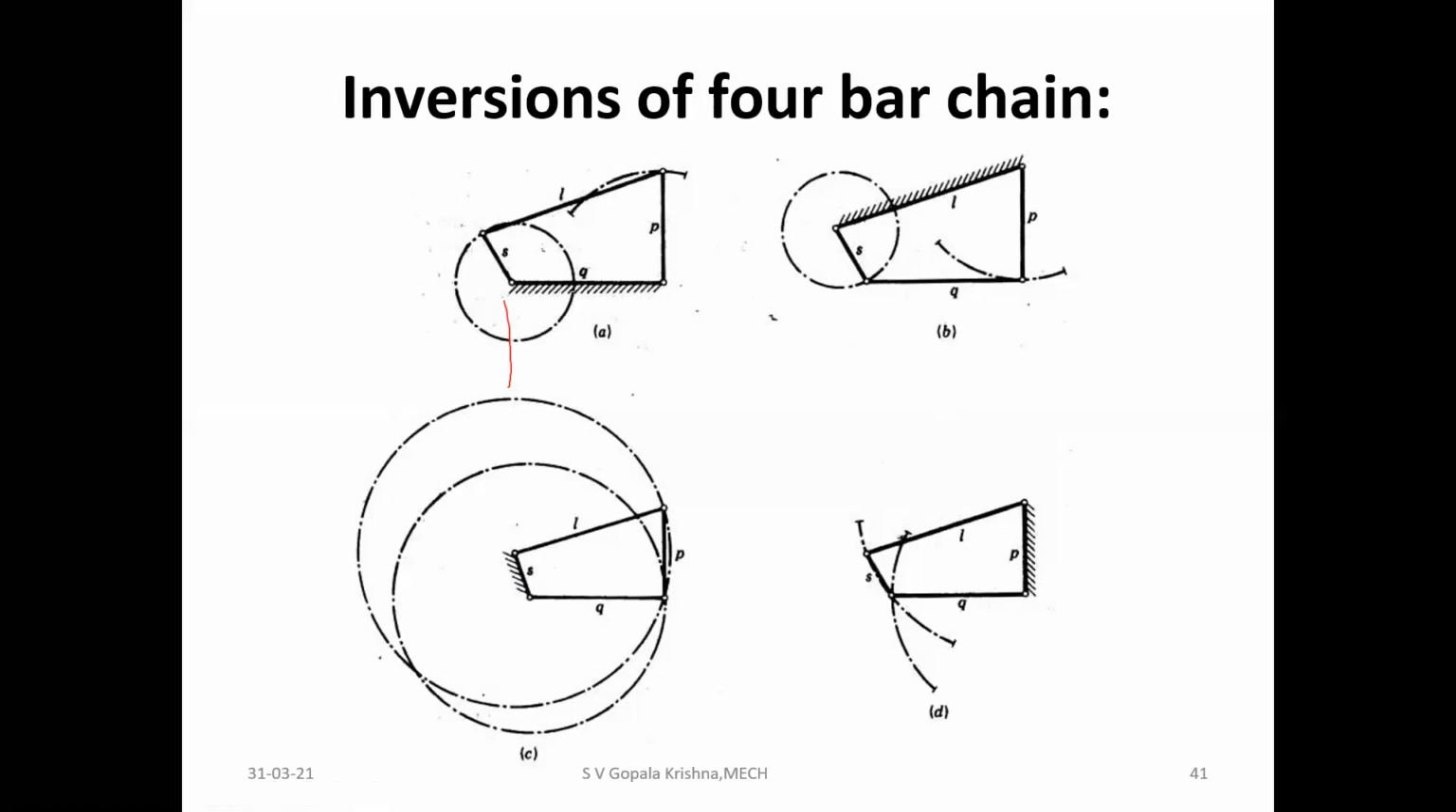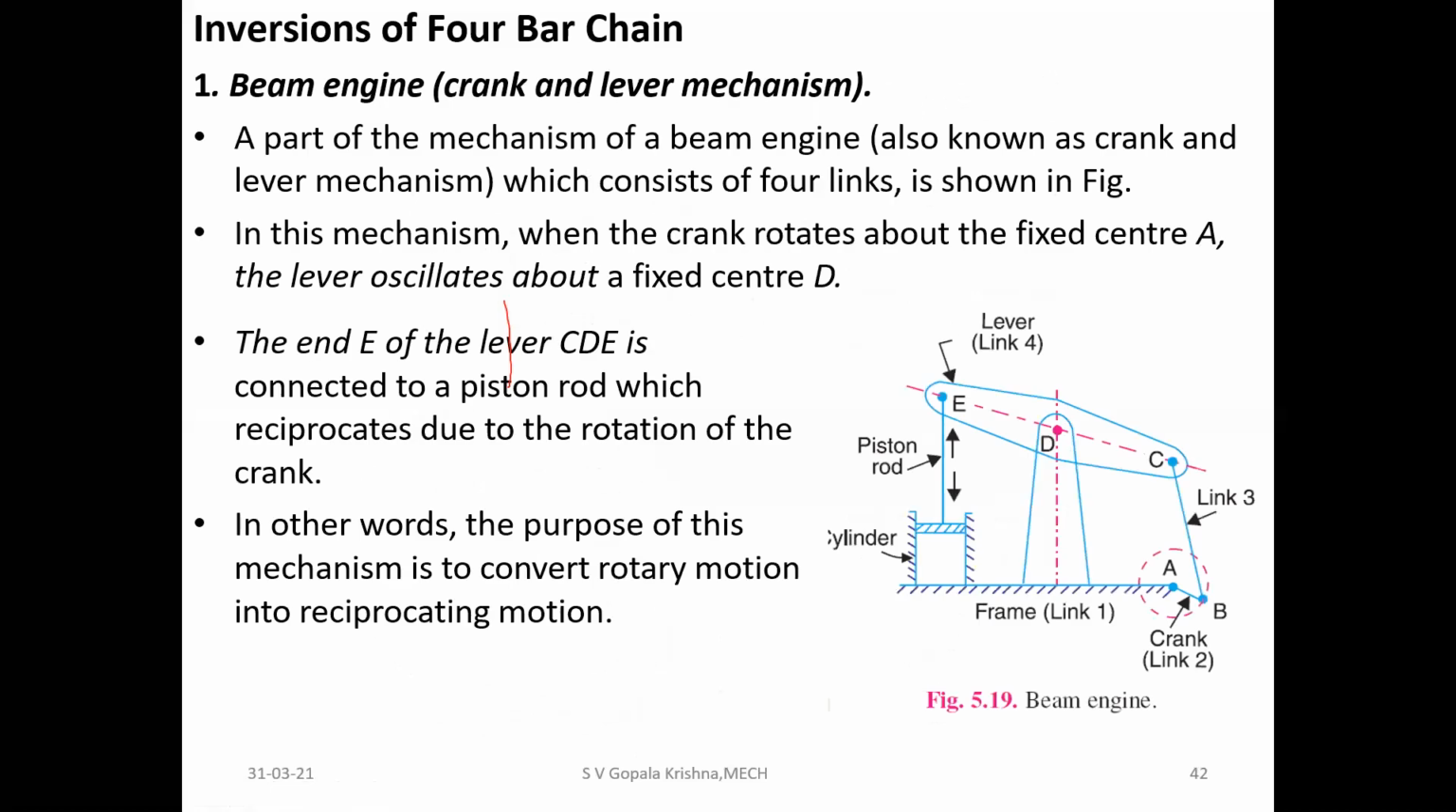The statement also says that for getting the class 1 mechanism, the sum of the shortest and longest link lengths is less than the sum of the other two link lengths. Now the inversions: the mechanisms we attain by varying the fixed link are also given, and we should discuss them here.